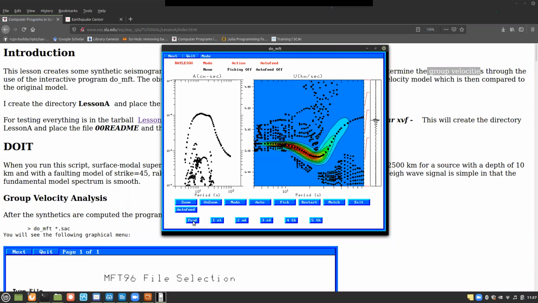So in surface waves, we have the fundamental mode, we have the first, second, higher modes. So depending on which mode you want to pick, you select. Usually the fundamental mode is the easiest to deal with. And also it's the one that you can investigate to greater periods, because the higher modes have some cutoff at some periods. So usually we investigate with the fundamental mode.